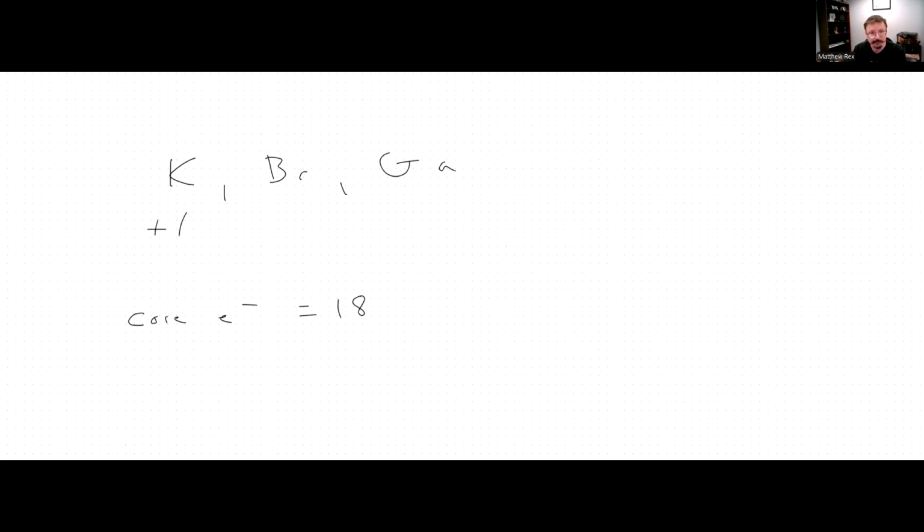Bromine has 18 core electrons, and more protons, or actually more than that, what was it, 35, so 17. So this is going to experience a net effective nuclear charge of 17, and for gallium it would be +13. So in order of increasing nuclear charge experienced, it would be K, Ga, Br.